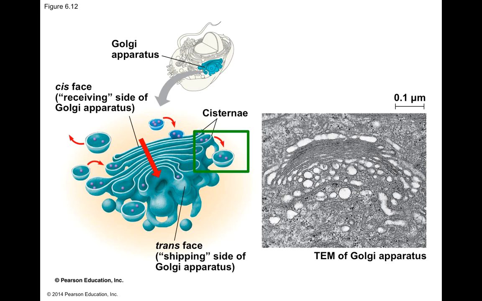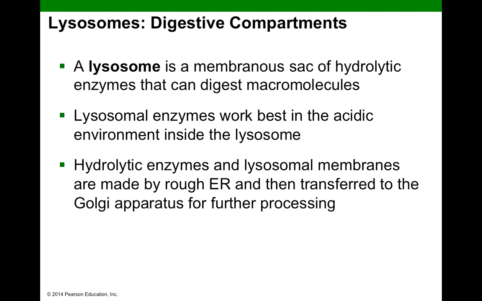Notice that there is a directionality to the Golgi. The receiving end is called the cis face, while the shipping end is called the trans face. So like the rough ER, any cell that needs to make proteins for secretion will have a good amount of Golgi membranes. Some of those vesicles that pinch off from the Golgi contain hydrolytic or digestive enzymes and become lysosomes.